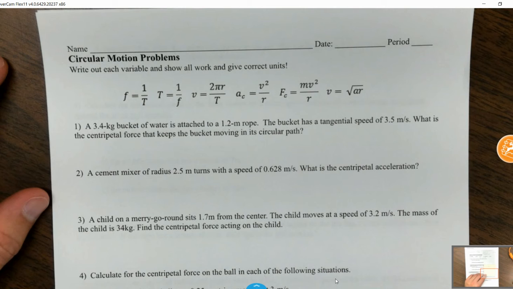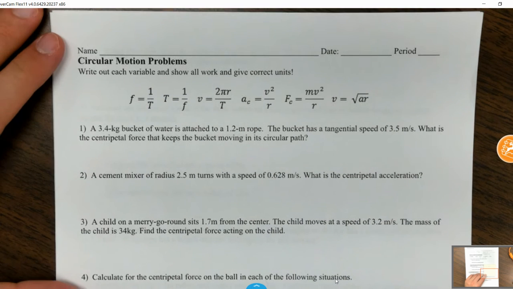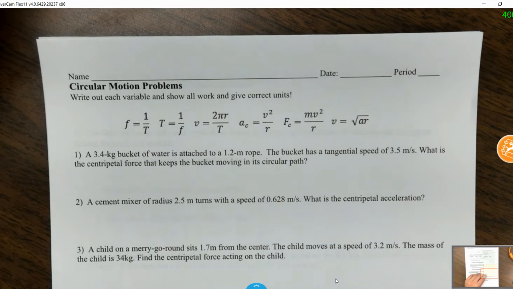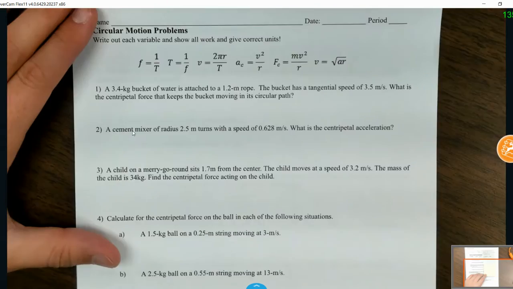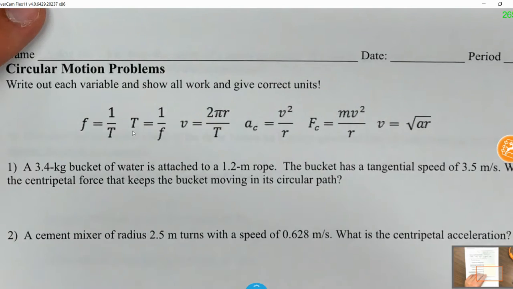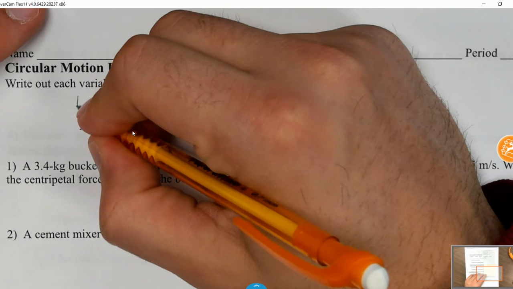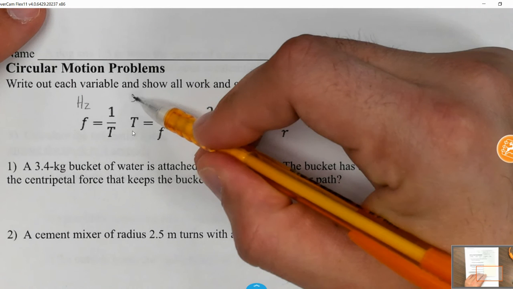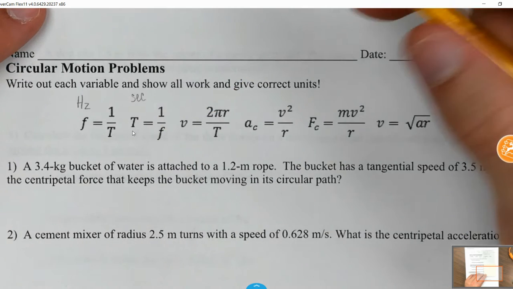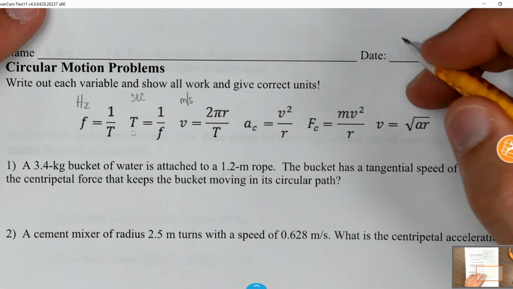Today, we are continuing on with circular motion and circular motion type problems. Things that you might want to have on here, besides the fact that these are your formulas that you're going to wind up using for the most part, is to know what their units are. For frequency, you're looking at hertz. For period, we want it in seconds. Velocity, tangential speed, linear velocity, all the same thing, meters per second.